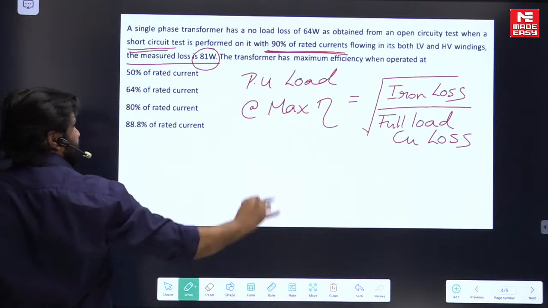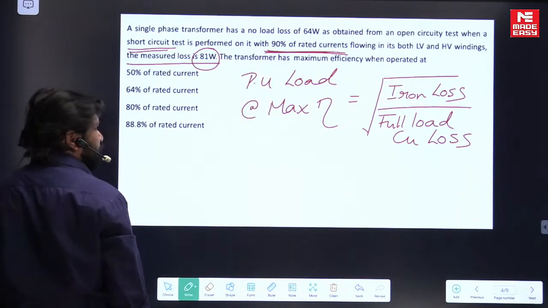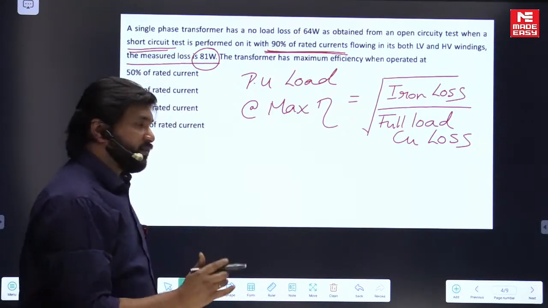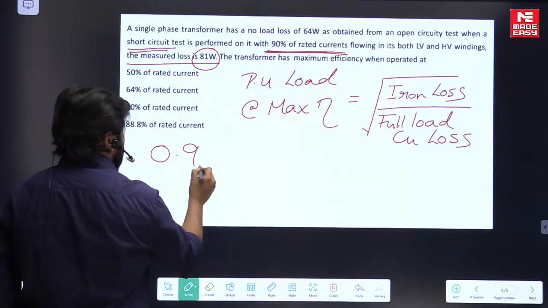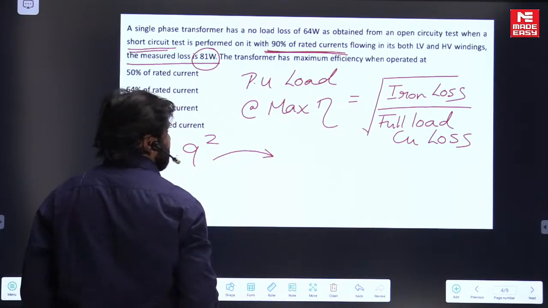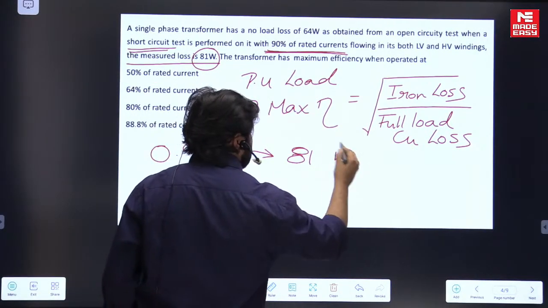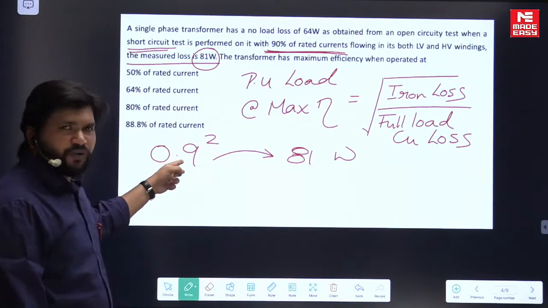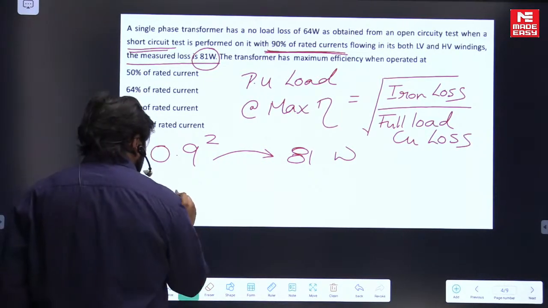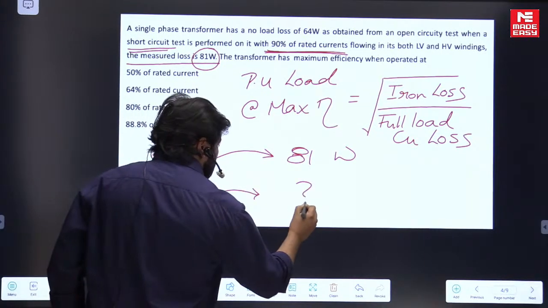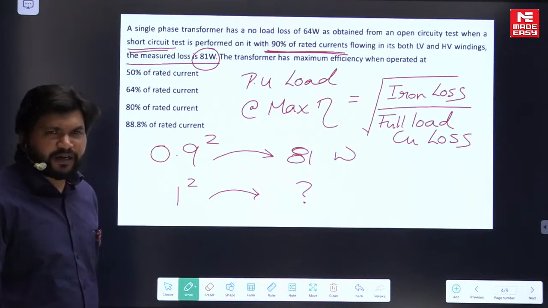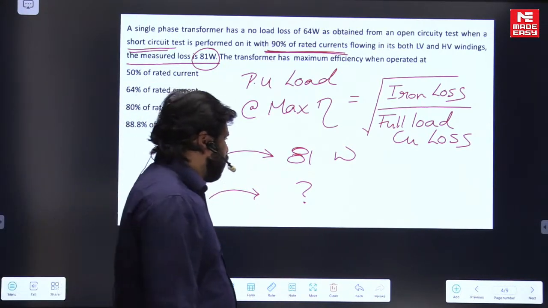Means 90% means 0.9 per unit, right? As copper losses vary as the square of the current, think like this: 0.9 squared, because 90% is producing 81 watts, which means there is not rated current, 90% only. Full load means 100%, means 1, produces how much? Because the copper loss varies as the square of the current, we can relate like that. So finally, what is the full load copper loss?